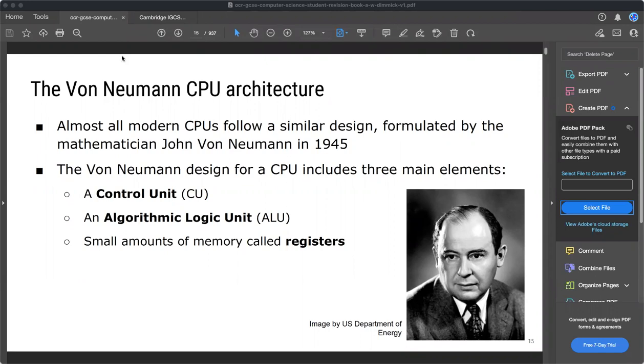So basically, von Neumann architecture is a kind of foundation for the concept of proper computing. Almost all modern CPUs follow a similar design, formulated by the mathematician John von Neumann in 1945. So the question is, what is his idea that from 1945 till 2023, we are following him?